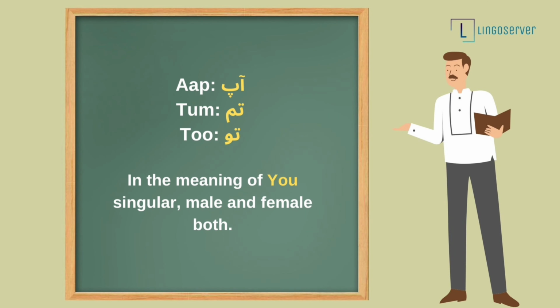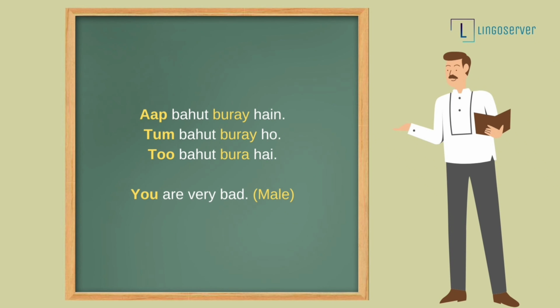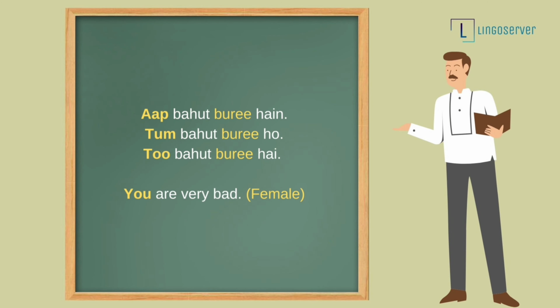आप, तुम, तू. These are used in the meaning of you, singular, male and female both. For example, आप बहुत बुरे हैं. तुम बहुत बुरे हो. तू बहुत बुरा है. These are used for male. Means you are very bad.